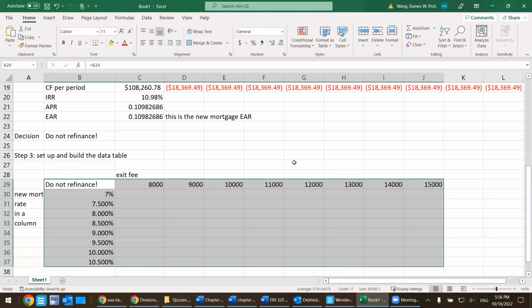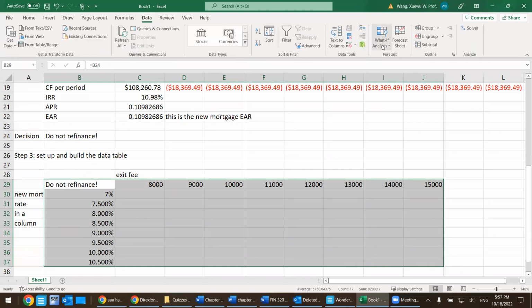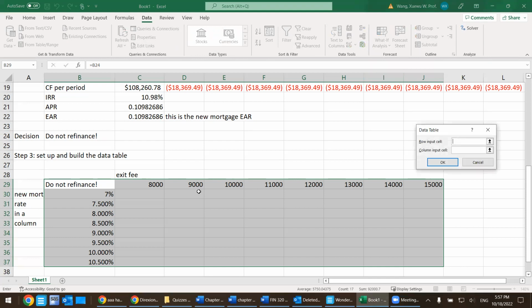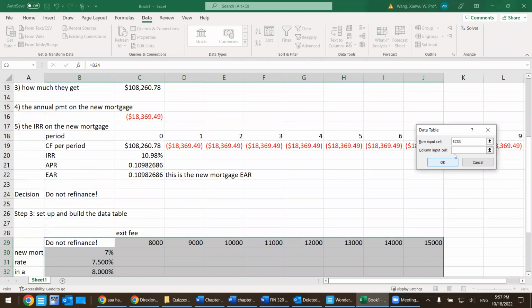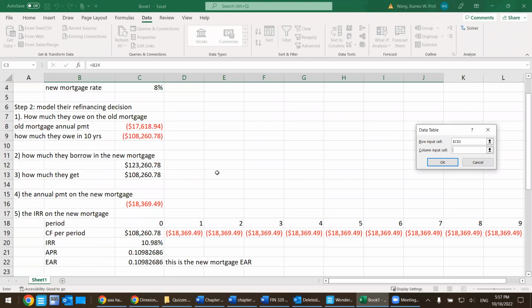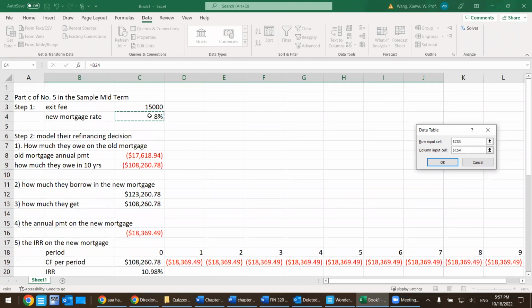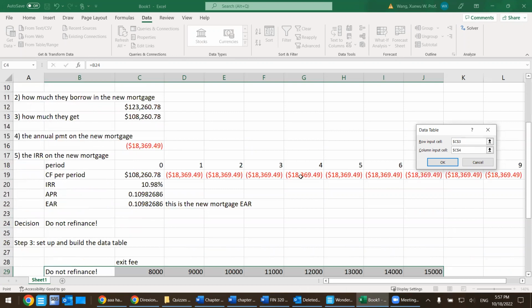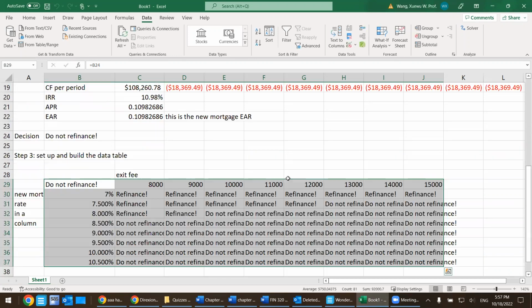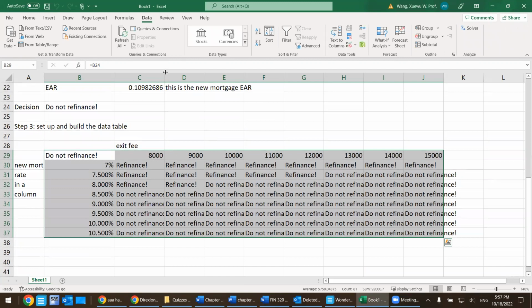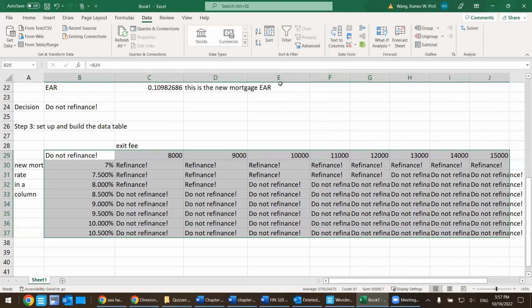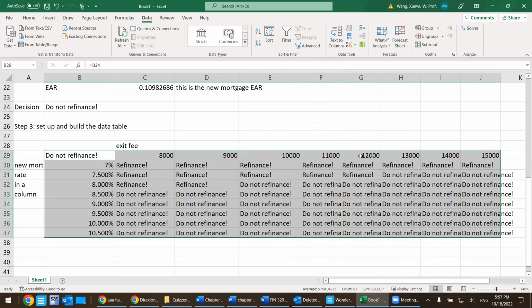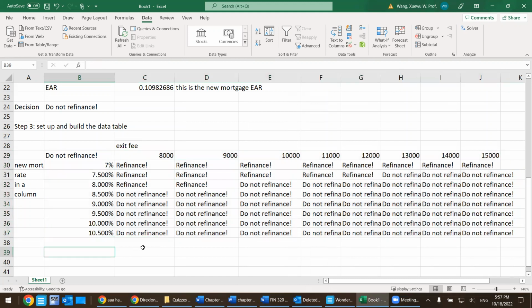So I'm going to highlight everything here, go to Data, What-If Analysis, Data Table. My row input cell is the exit fee. So I use this number when I actually calculated my decision. All right, so I'm going to use the C3. My column input cell is the new mortgage rate. That's the rate I use when I actually model the decision. All right, so let's click OK. And we have all the decisions here. All right, so do not refinance versus refinance for different combinations of the exit fee and the new mortgage rate.